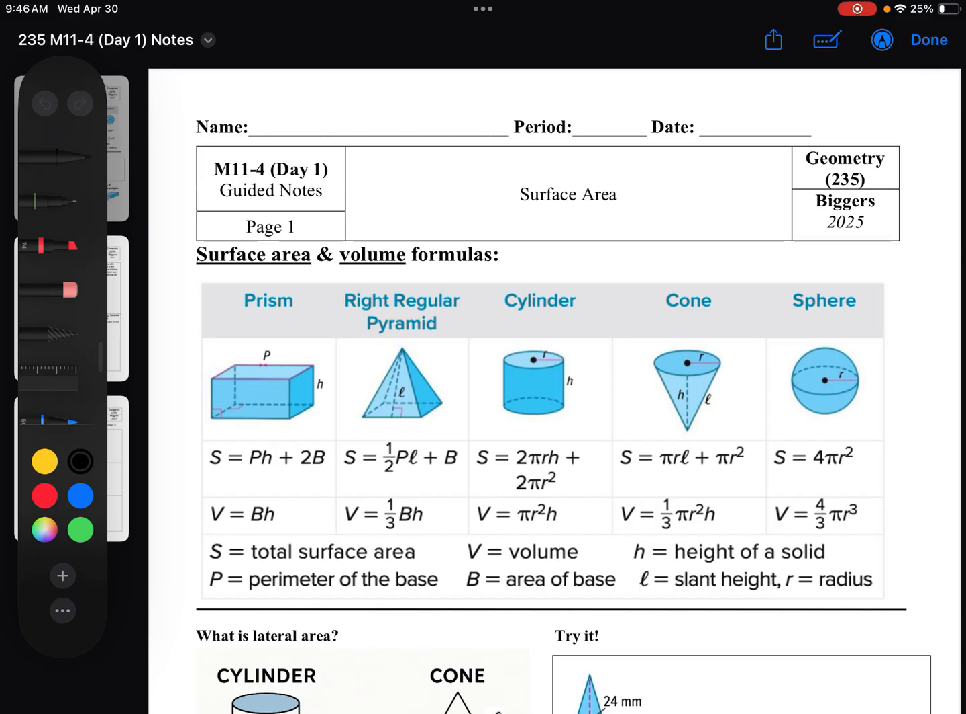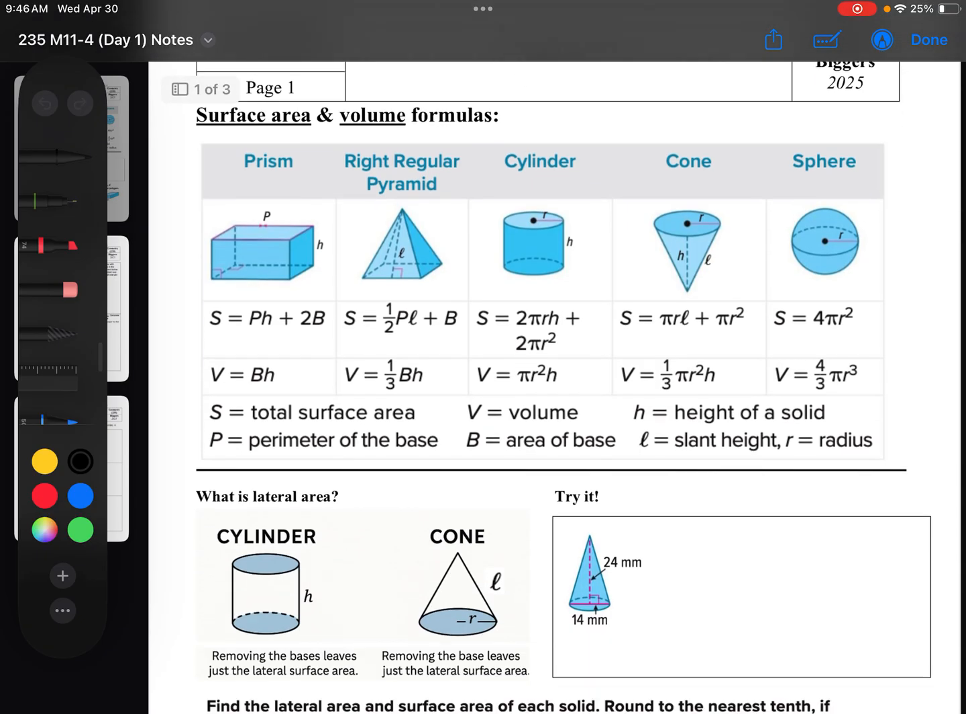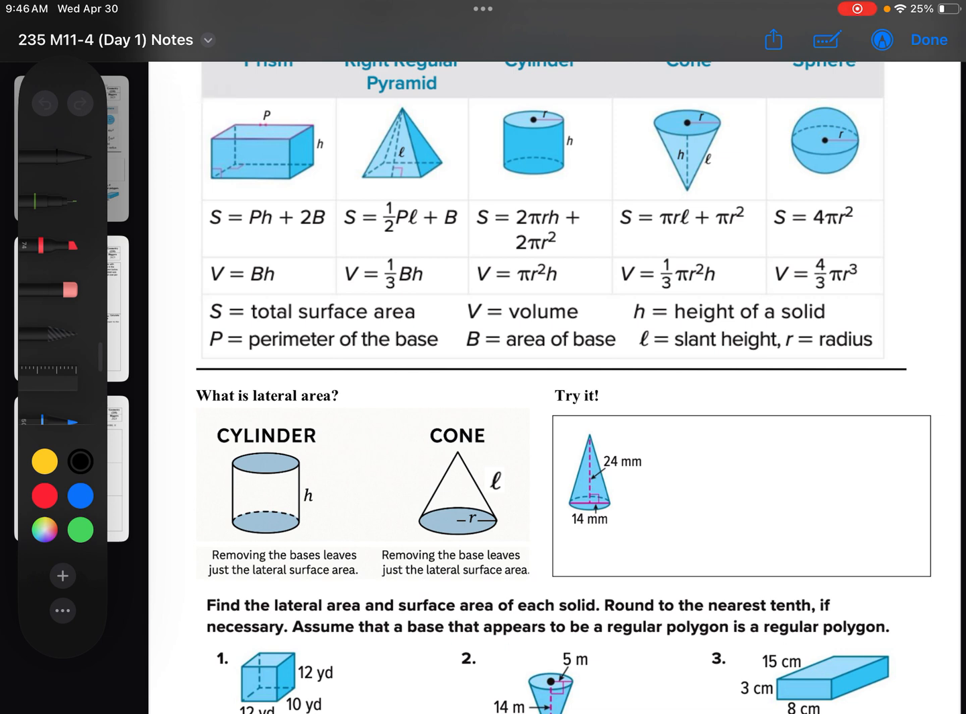So the one new definition we're learning today is called lateral area. So what is lateral area? Lateral to me sounds like the word ladder. And when I think of a ladder, it gets you from high to low. So lateral area is literally the area of the space from the top of a figure to the bottom of a figure. Like this white shaded area on the cylinder is the lateral area. Same with the cone. The white shaded area is the lateral area.